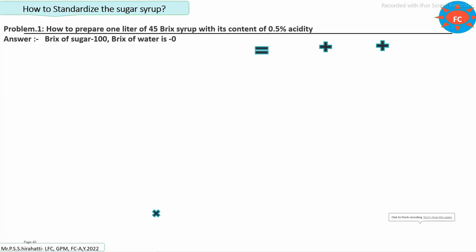How to calculate the amount of sugar, citric acid and water quantity required to prepare various sugar syrups? In the first problem, you can see how to prepare 1 liter of sugar syrup with the requirement of 45 degree Brix, and it is required to contain 0.5% acidity.